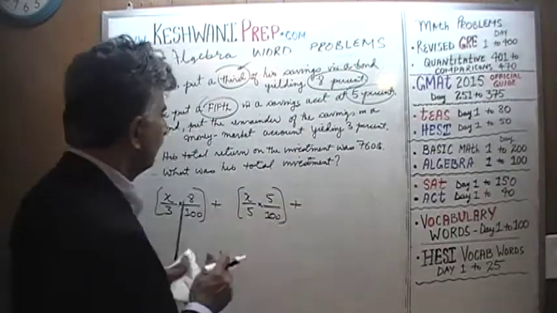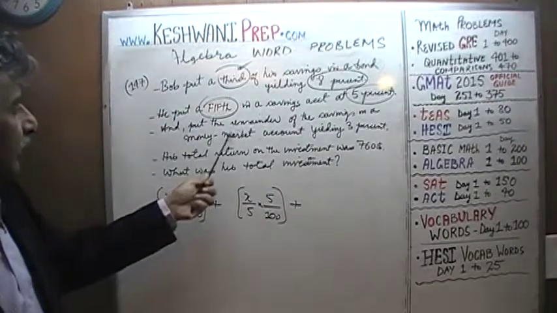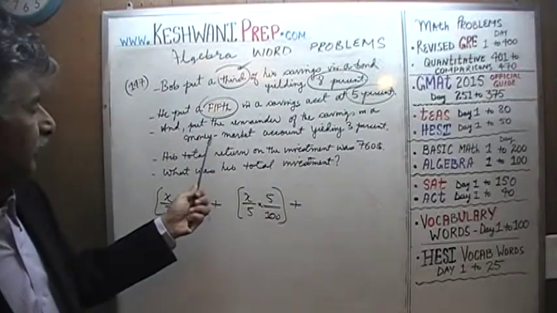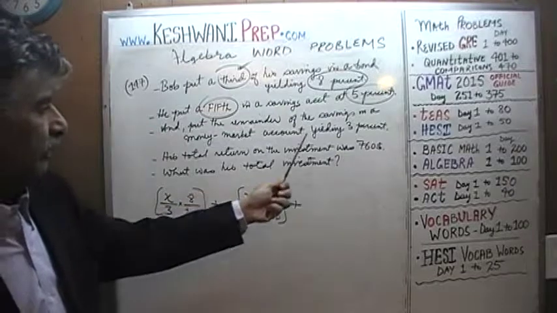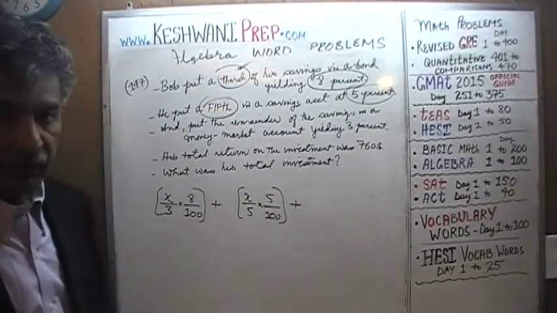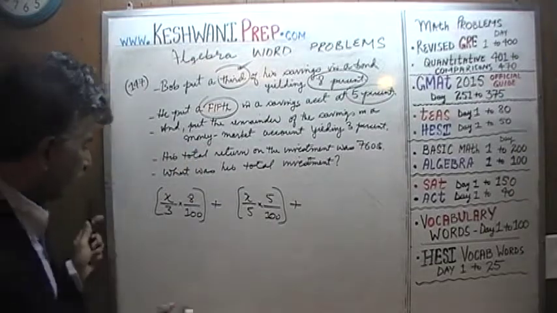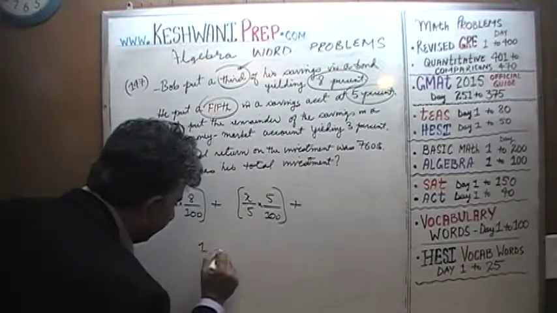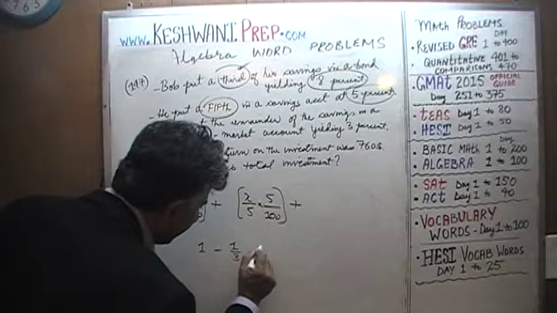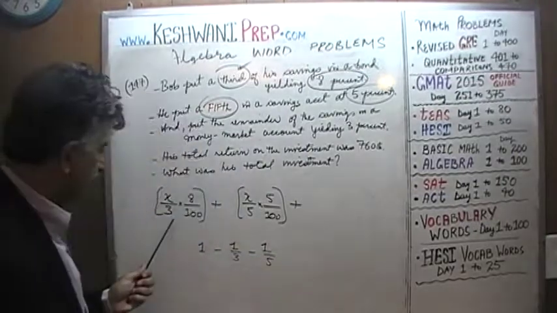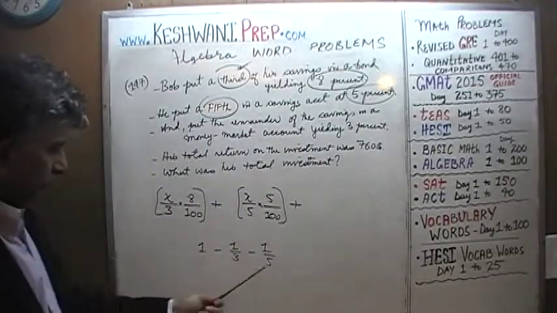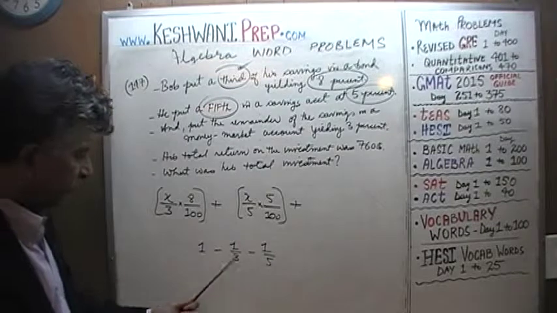And then finally we are told that he puts the remainder of the money, his savings, in a money market account yielding 3%. How much is the remainder? Well, we have to figure out a third and the fifth. So the total is 1. You take out a third and you take out a fifth, because he has a third here and a fifth there. We have to find the common denominator. Common denominator is going to be 15.